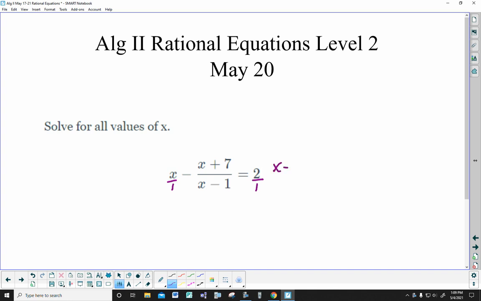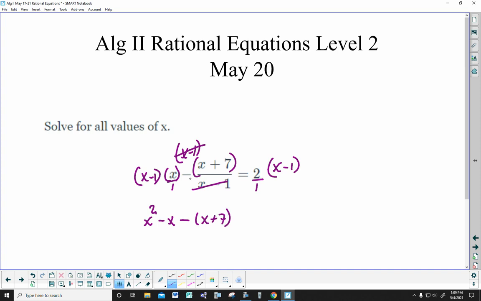And what you need to do is multiply everybody, each piece, each term, by x minus 1. And this term too, by x minus 1. So this one gets you x squared minus x. This cancels out, so you're left with the subtraction sign and the x plus 7 in parentheses. That's important because if you don't put the parentheses, it's not. I'll show you why it won't turn out right.